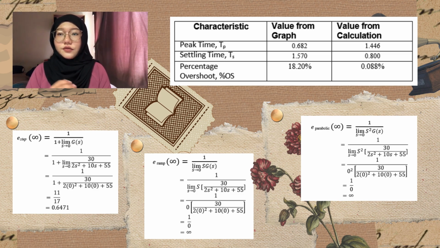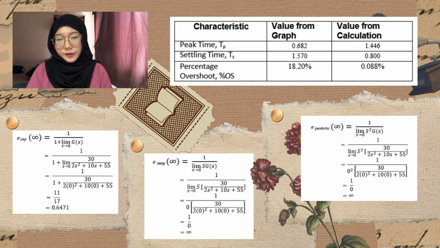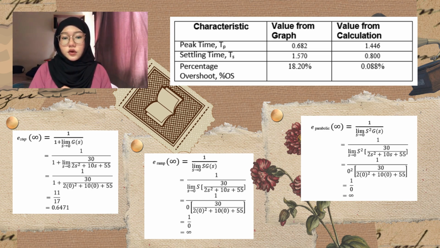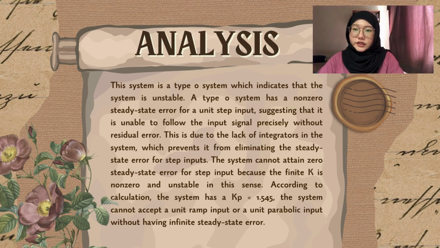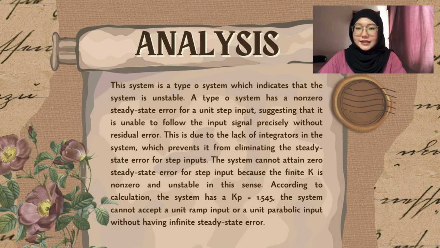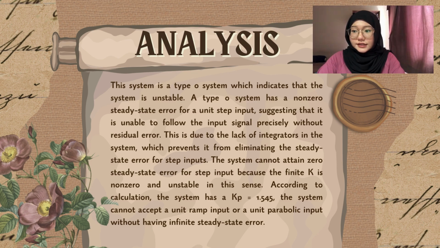Below are the calculations for the steady state error for step input, ramp input, and parabolic input. The step input we derived is 0.6471, meanwhile both the ramp input and the parabolic input are at infinity. Based on our findings, we can conclude that the system is unstable as it is a type 0 system. According to the calculation, the system has a Kp of 1.545, indicating the system cannot accept a unit ramp input or a unit parabolic input without having infinite steady state error. Based on the findings, the system is not stable as it is a type 0 system.